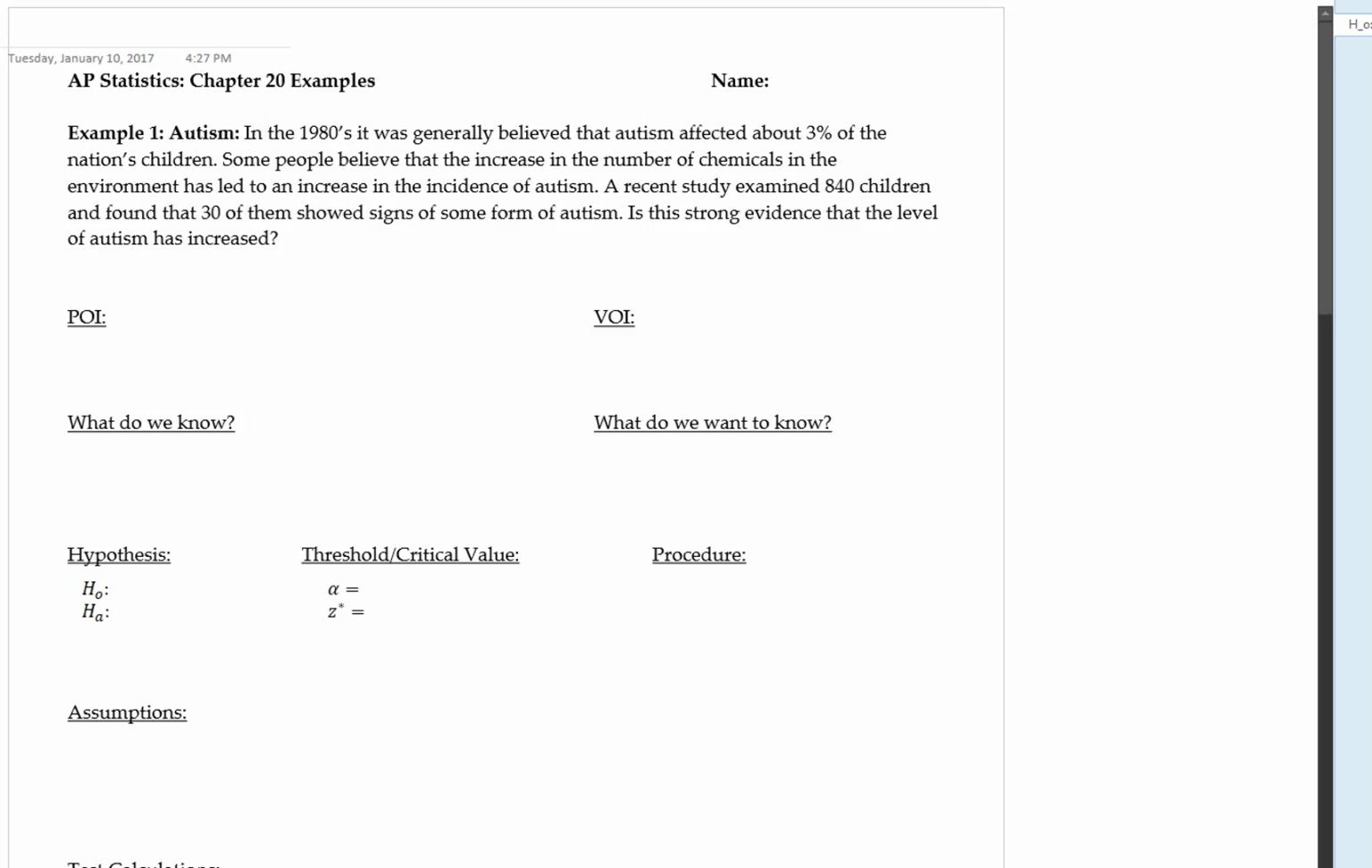All right, hello AP Statistics students. We're going to continue our investigation of statistical inference today. We've already done confidence intervals for one proportion, so now we're going to look at hypothesis tests for one proportion. So we're going to start out by investigating this autism problem.